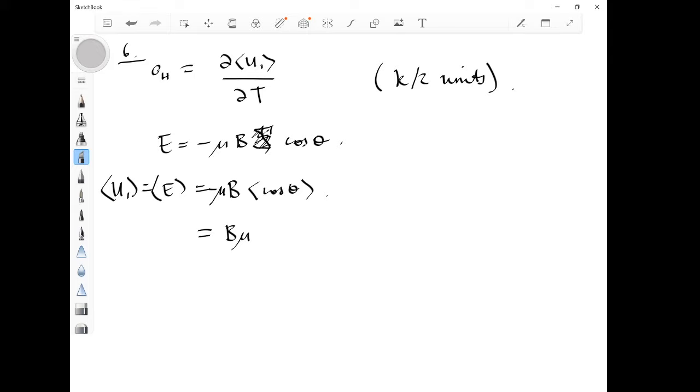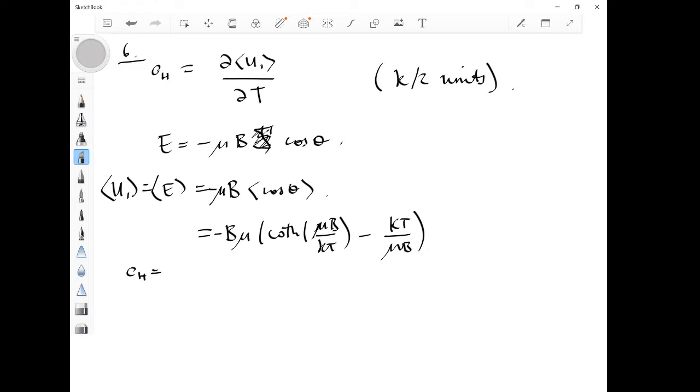I think I'm messing up. So it's minus B mu cos of mu B on KT minus KT on mu B. So this is our Langevin function from before. And then just finding the heat capacity, CH, is just finding this derivative with respect to T.